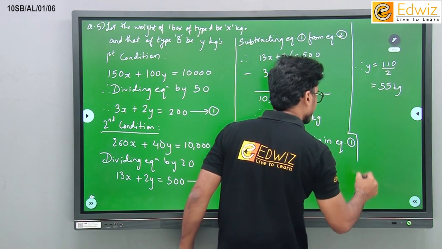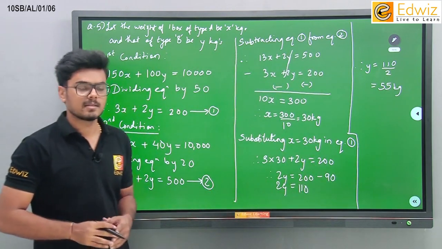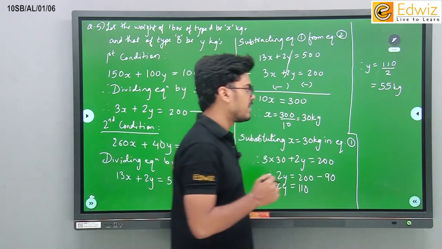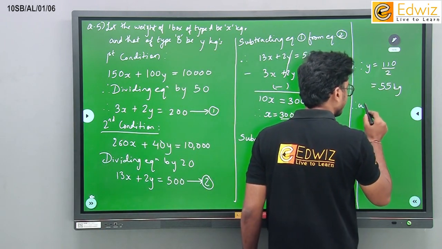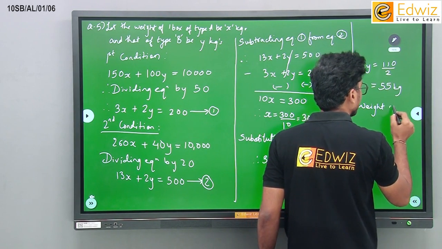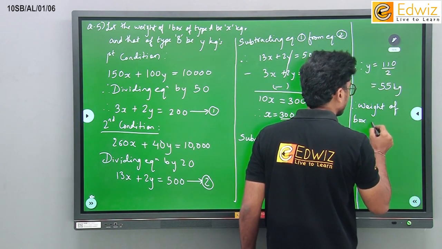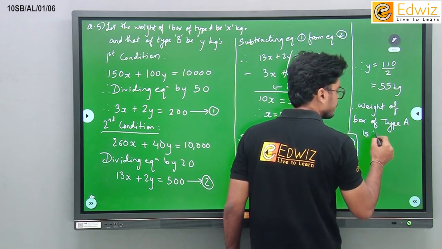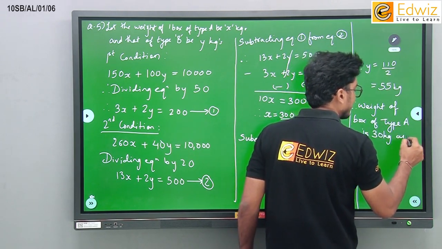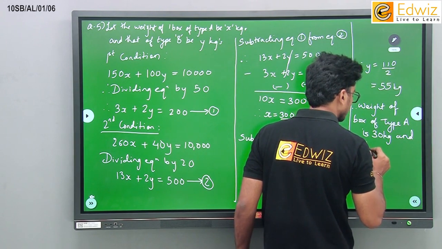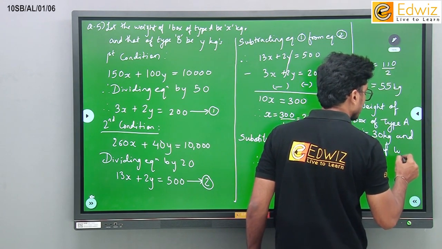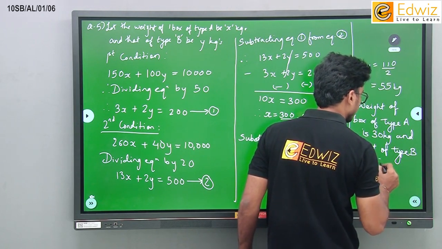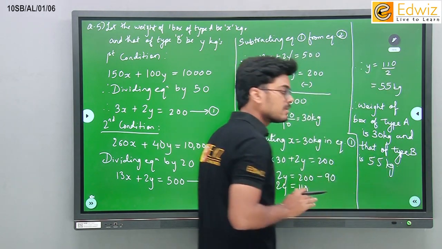So these are the weights of both the boxes, single piece. ठीक है, इनका हम लोगों को फाइंड करना था weight of each type of box. So weight of type A box is 30 kg and that of type B is 55 kg. Okay, this is our final statement.